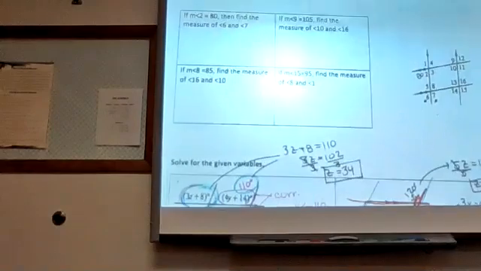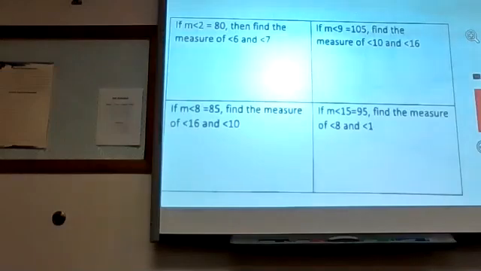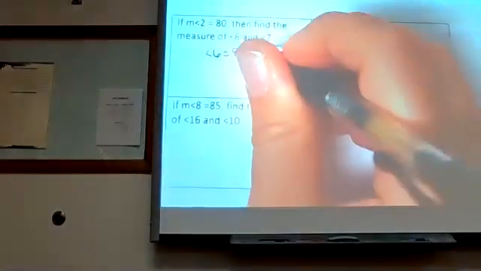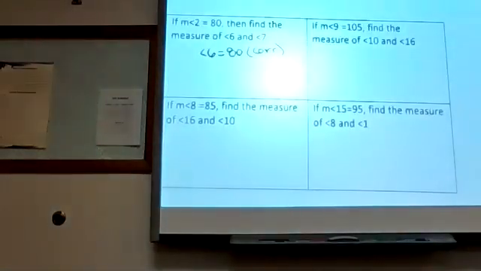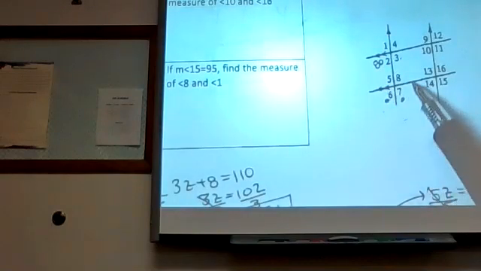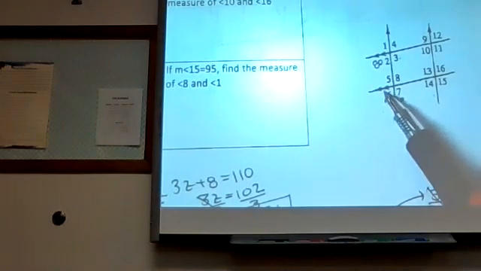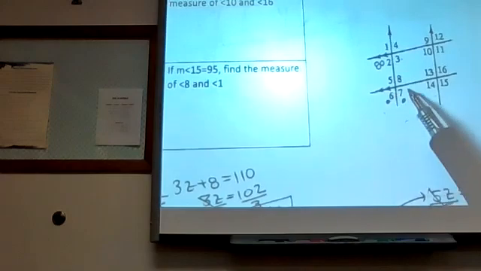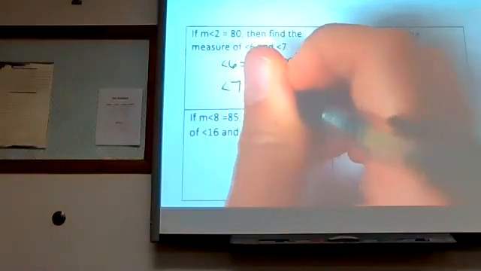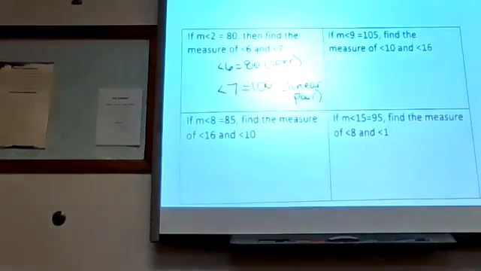Anyone want to help with this? What do you think? 6 is 80 because 2 and 6 are corresponding angles. So I would know 6 is 80 because these are corresponding. Now 7 is creating a line with 6. You see it? So 7 should be supplementary to 6, or 7 should be 100. And I'm using a linear pair there.